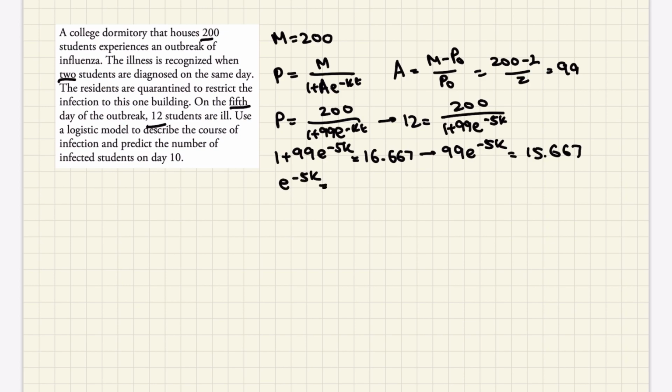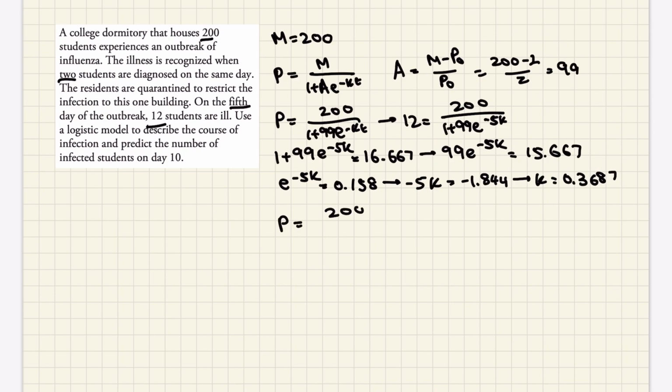Now we divide by 99. We get e to the power of negative 5k equals that divided by 99. That's 0.158. And now we take the natural logarithm of both sides. So negative 5k is equal to the natural logarithm of 0.158. That's going to give us a negative answer, as expected, negative 1.844. And so k is going to be equal to that divided by negative 5, which is going to be 0.3687, just add an extra decimal point.